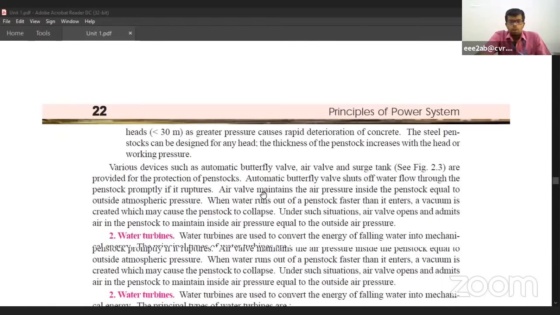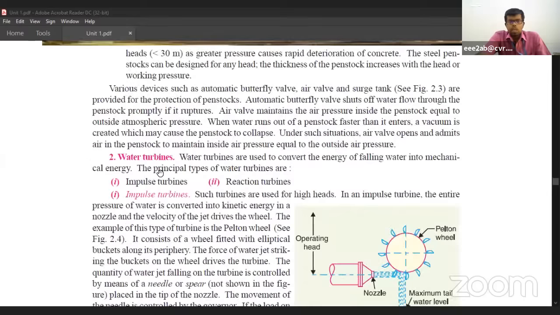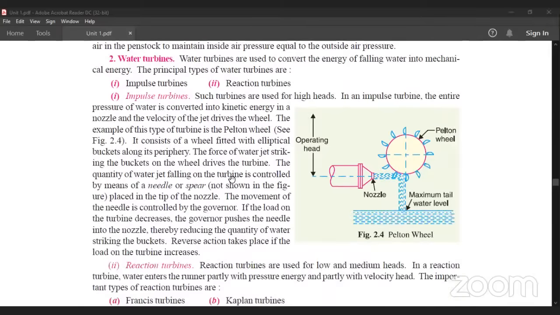So now we are going to see about the turbines. What turbines are we going to use in this hydroelectric power plant? If you see the turbines, there are two types. Mainly the water turbines are used to convert the energy of falling water into mechanical energy. The principal types of water turbines are, first, the impulse turbine, and second, the reaction turbine.